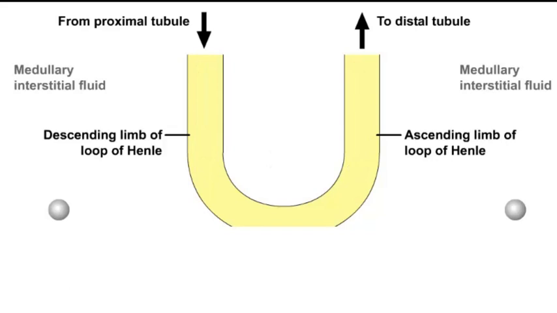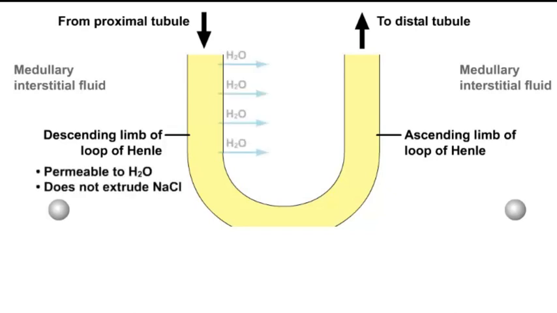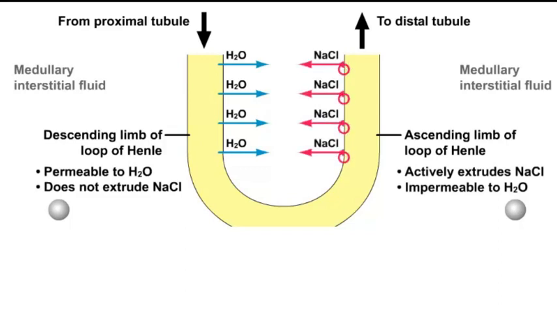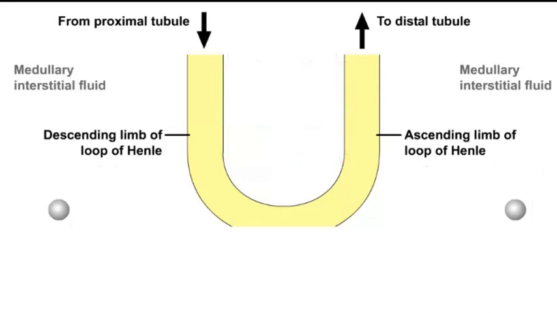Functional distinctions between the descending and ascending limb of the loop of Henle of the juxtamedullary nephrons are critical to the establishment of the vertical osmotic gradient in the renal medulla. The descending limb is highly permeable to water, and it is the only segment of the tubule that does not actively extrude sodium, while the ascending limb actively transports sodium chloride out of the tubule into the interstitial fluid. It is always impermeable to water, so salt leaves without water following along.